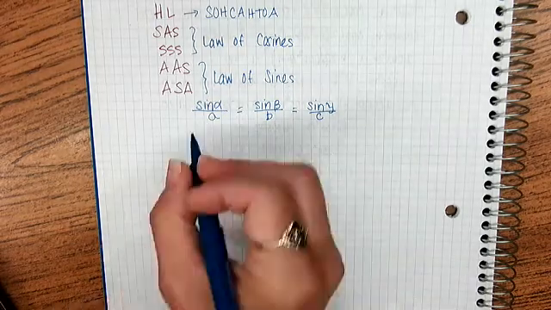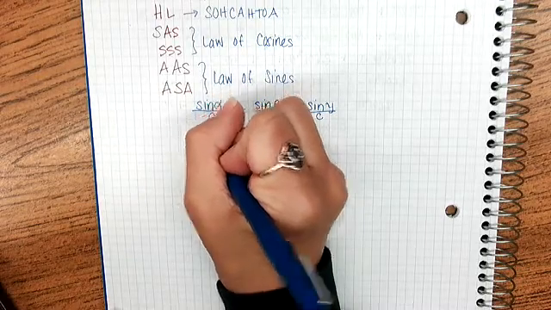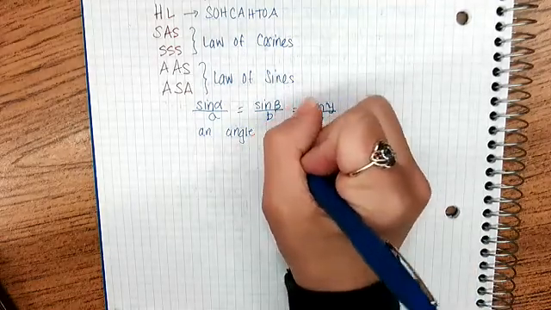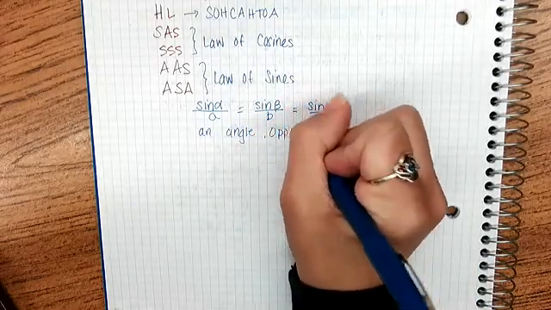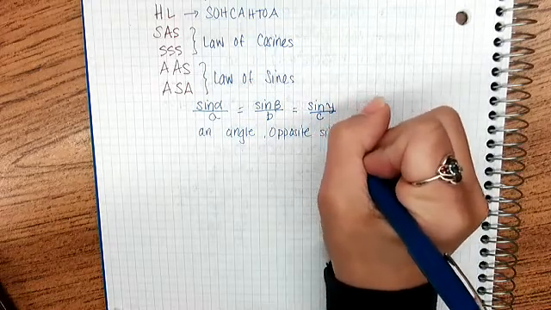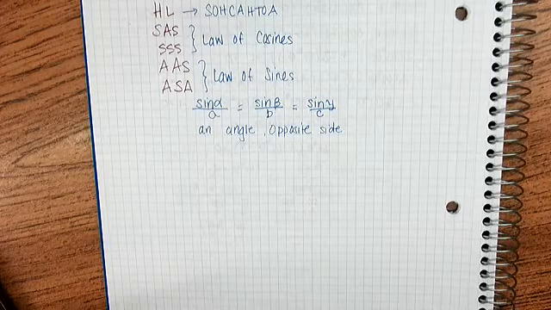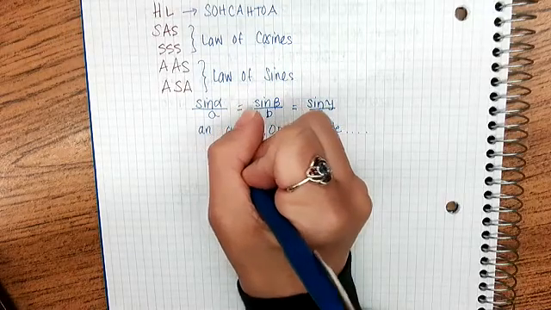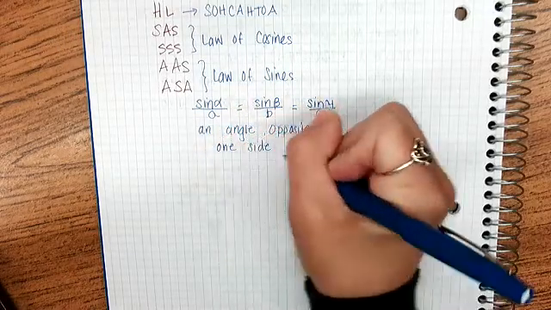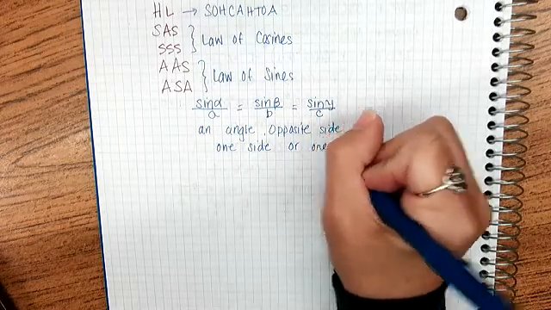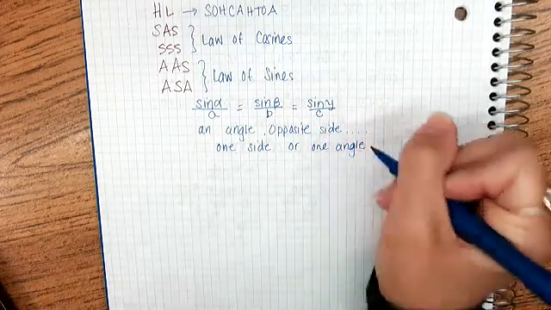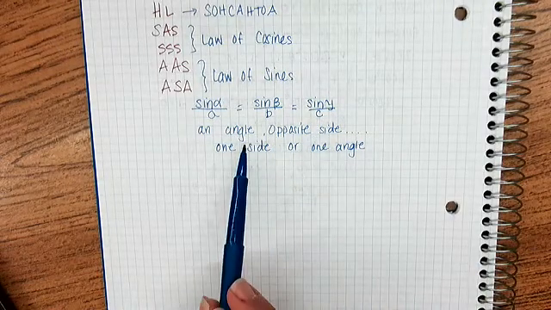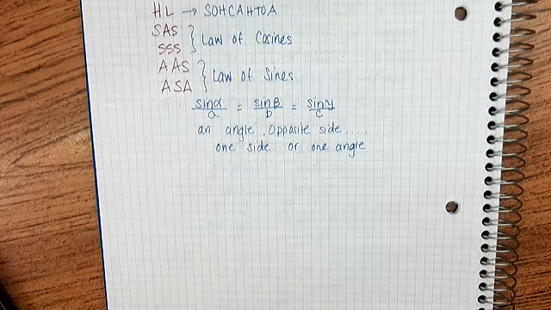As long as you know an angle and an opposite side, you must know an angle and its opposite side. And from there, you must know either one side or one angle, a different side and a different angle. So you might be thinking, well, wait a minute. If I know an angle and an opposite side, and then another side, isn't that angle side side, which you just said doesn't exist? We'll get there.